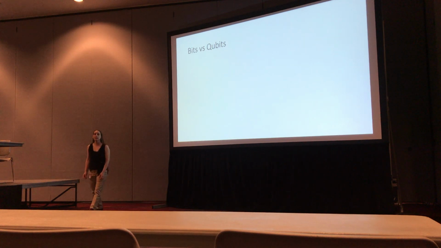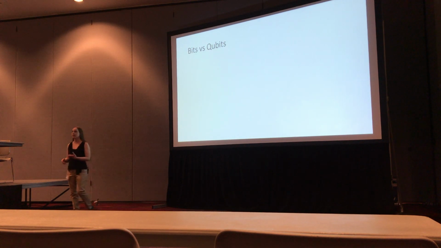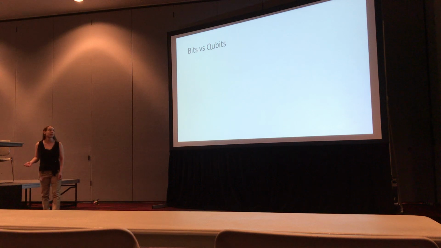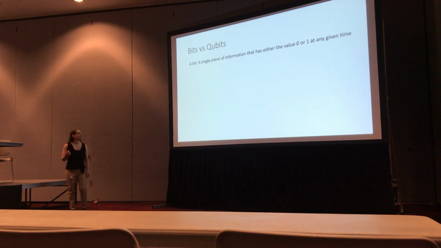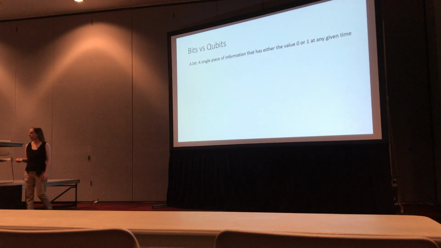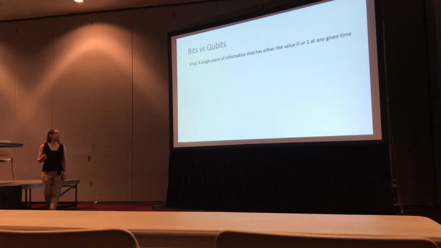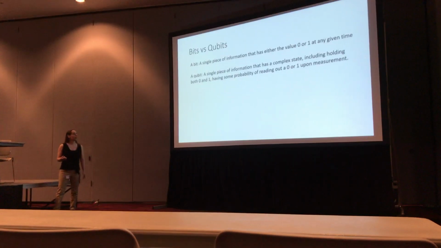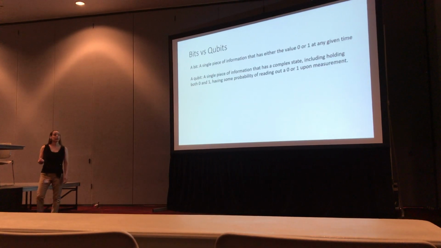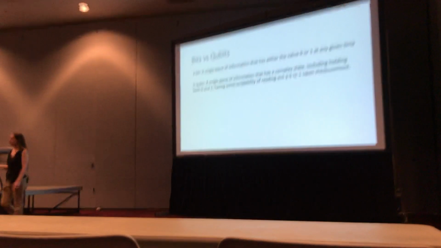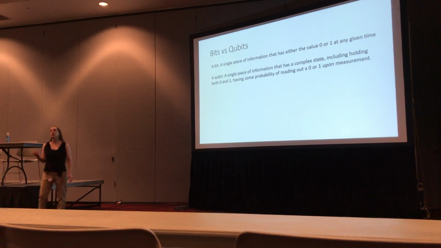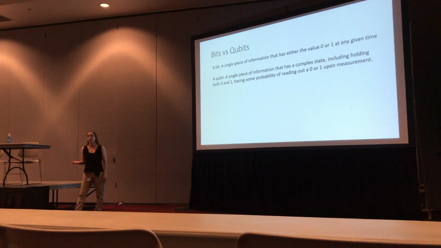All right, so one thing that's important about quantum computing is the distinction between bits and qubits. In a bit, we know we have a single piece of information that has either a 0 or a 1 stored in it at any given time. A qubit, on the other hand, has more complex state, including both 0 and 1, with a probability of measuring a 0 or a 1 when it's read out.